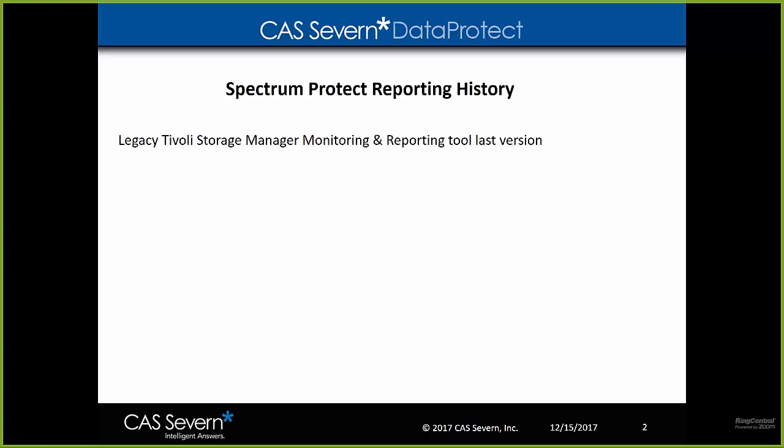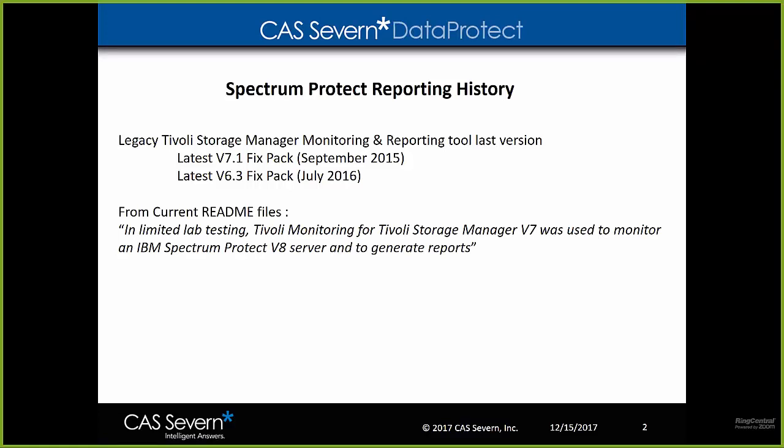The last 7.1 fix pack for this product was released in September 2015, and the last fix pack for the version 6.3 product was released in the summer of 2016. And while you can use it for a version 8 Spectrum Protect server, it's really just been tested in lab testing. And we've done some testing at CAS Severn. We've seen that it generally works, but we really don't recommend moving forward with a product that isn't being actively maintained and upgraded. And so the current guidance, both from CAS Severn and IBM, is to use Operations Center.